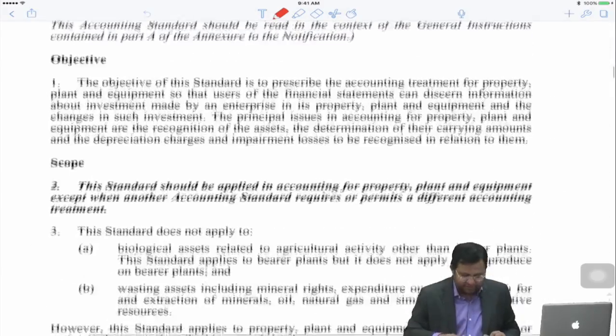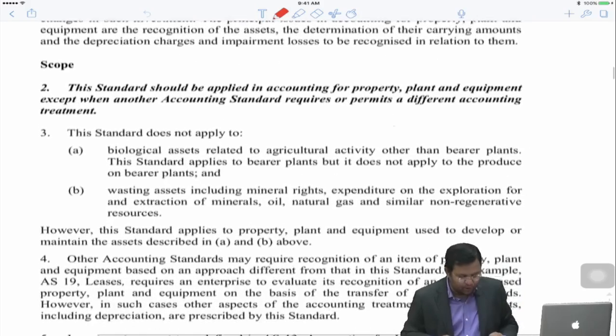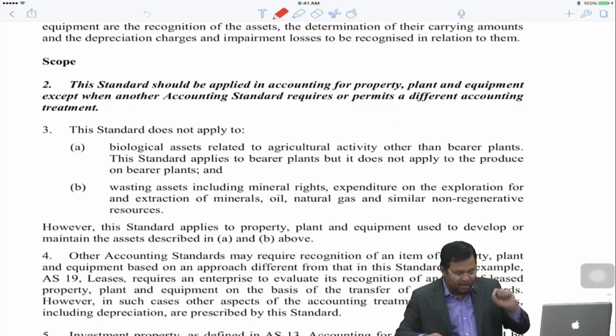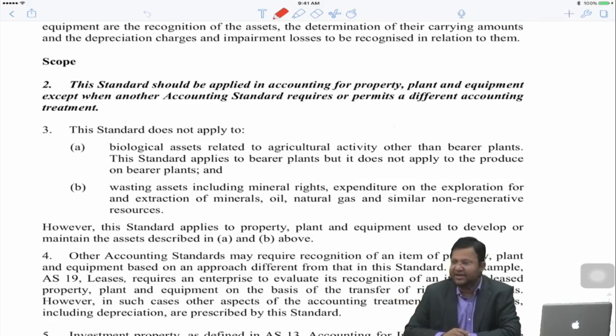Property, plant, equipment. अब इसमें स्कोप में लिखा है. In every accounting standard there are some paragraphs which are in bold italic, which are the main portion of the standard, and normal font which is the explanation paragraphs. अभी देखो, bold italics में paragraph number 2 लिखा हुआ है. The standard should be applied in accounting for property, plant and equipment except when another accounting standard requires or permits a different treatment. तो अगर दूसरा स्टैंडर्ड है तो यहां पे मत आओ.